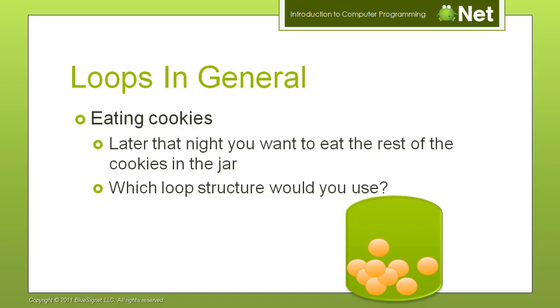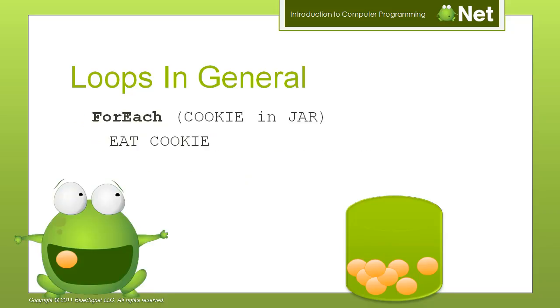Now let's look at another example. Even later that night, you want to eat the rest of the cookies in the jar. You don't have the controls that the other loops have, like until I'm full or up until 5 cookies. You just want to eat everything in the jar. You've made the decision. I'm getting fat tonight. I'm committed. That cookie jar is mine. So we would use the for each loop.